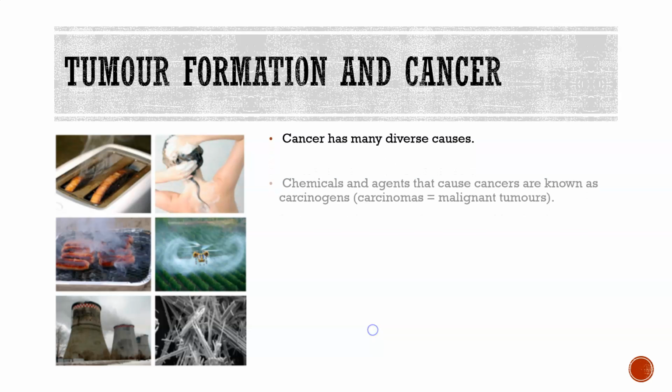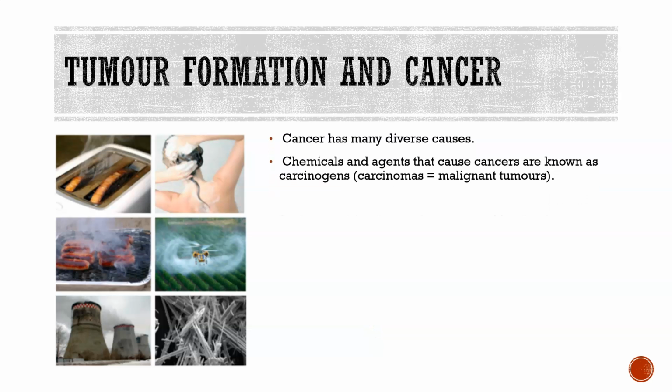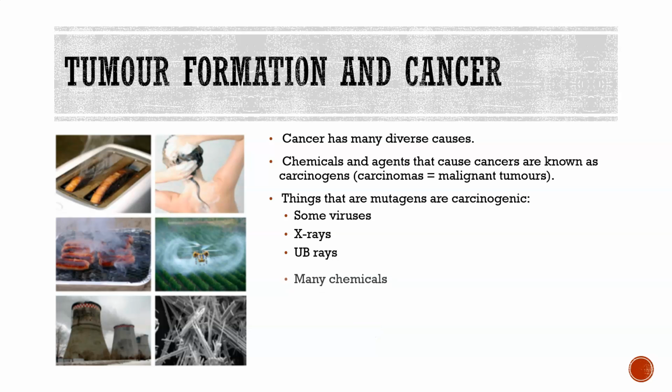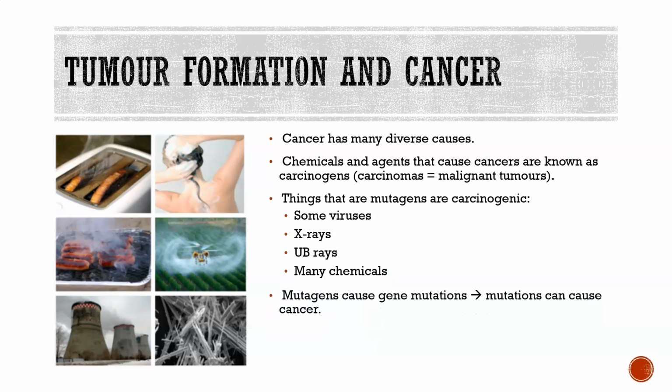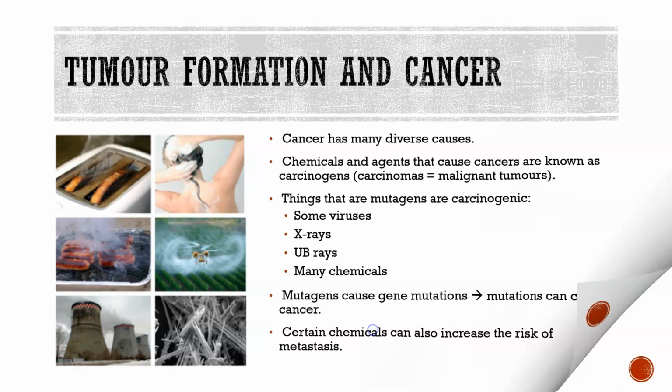Cancer has many diverse causes. There are chemicals and agents known as carcinogens. Things that are mutagens are carcinogenic, such as some viruses, X-rays, UV rays, and many chemicals. Mutagens cause a gene mutation, and mutations can then lead to cancers. So certain chemicals can lead to an increase in the risk of metastasis.